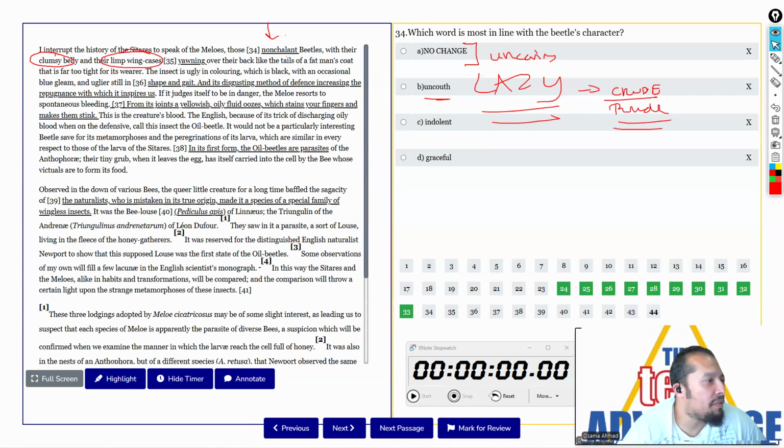Because I know it from the phrase, you uncouth swine. Have you ever heard of that? No? Never heard of uncouth swine? Okay. It means uncivilized, uncultured, uncultivated, unrefined, unpolished. Okay. Indolent.